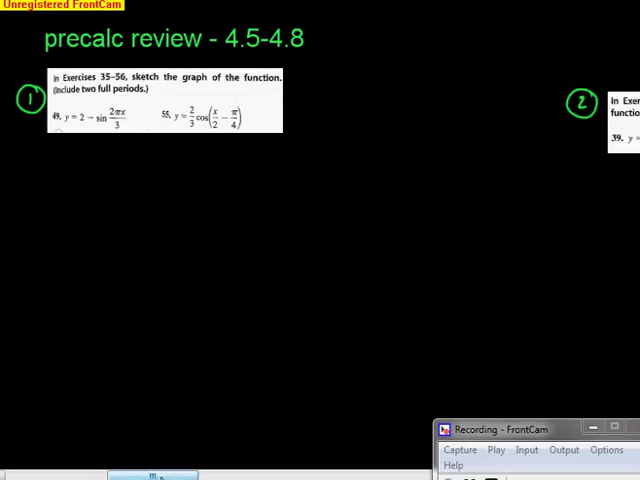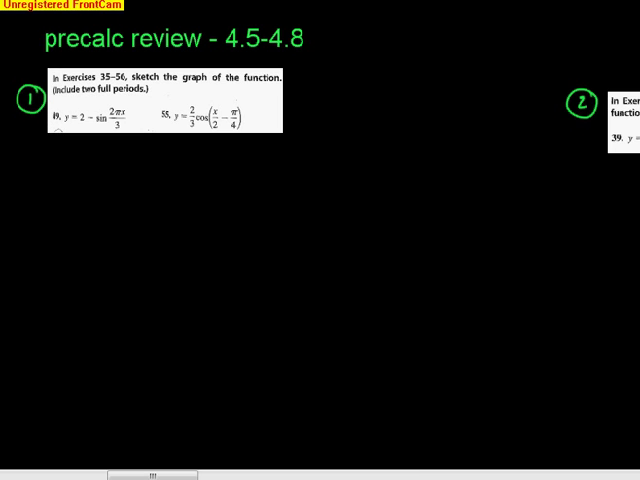Okay, so pre-calc, here's a review of sections 4.5 through 4.8, the second half of chapter 4, that you have your test on Wednesday. Alright, so in this, I have a sine and cosine graph. We're going to sketch just one period of each one. So the first one says y equals 2 minus the sine of 2 pi x over 3.